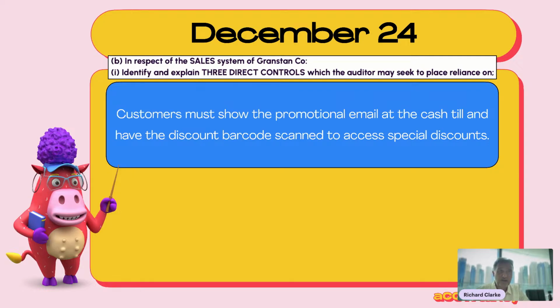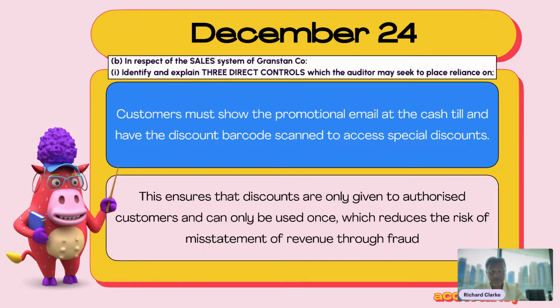And the answer's got to be, well, the company doesn't want just everybody having the discount. It's a special for the customer. And the discount code is scanned to access the special discounts, the barcode. So the barcode must be there to make sure that this specific discount is given, so the amount, and that it's only used once, I would guess, as well. So this ensures that discounts are only given to authorised customers. You could have said there, the email can only be used once, and it was therefore reduced.